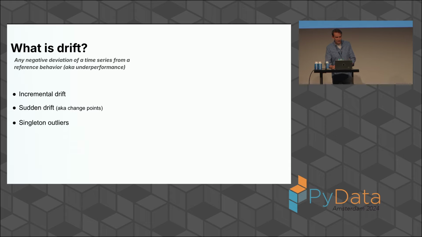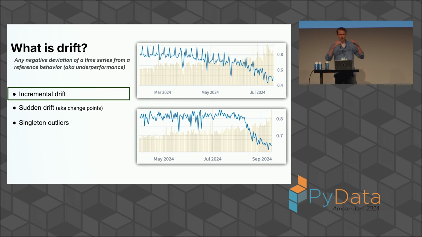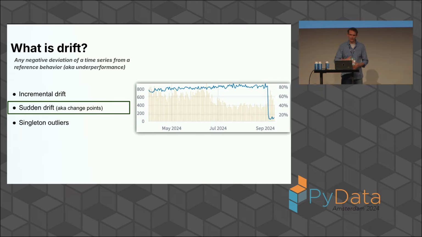For our purposes, we also classify drift internally into groups, and this is the standard taxonomy. There are incremental, slow-moving drifts. In the top figure, over the months, you see the slow bleeding trend. In the bottom figure, you see a trend occurring over the weeks, still very slow comparatively. The next one is sudden drift. Something breaks suddenly, and that's the most common one. That's commonly called change points.